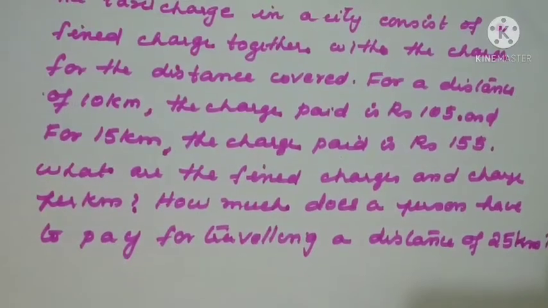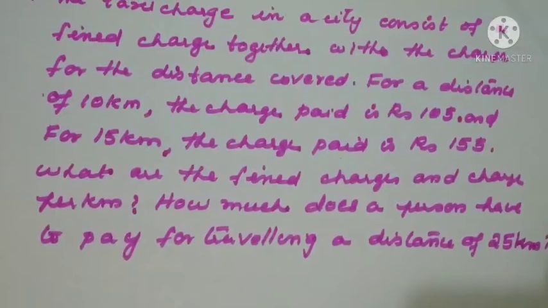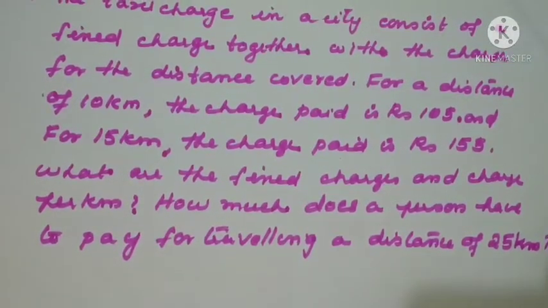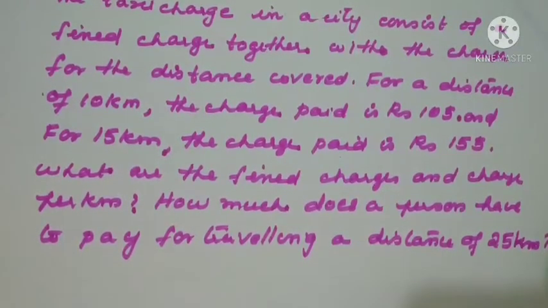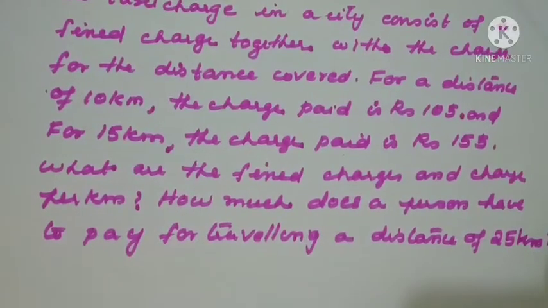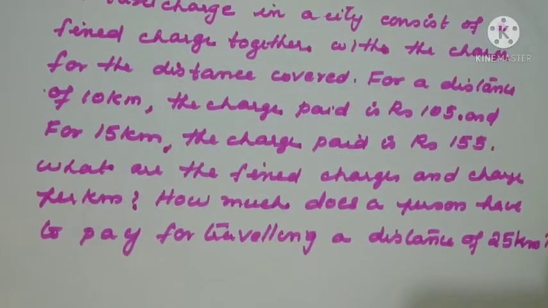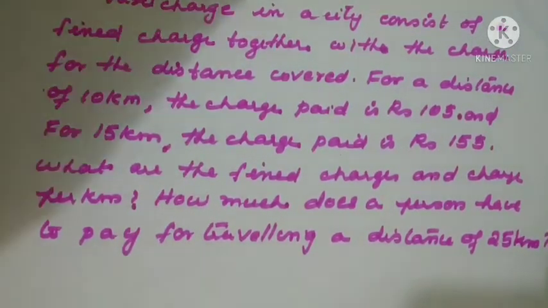The taxi charge in a city consists of a fixed charge together with the charge for the distance covered. For a distance of 10 km, the charge paid is 105, and for 15 km, the charge paid is rupees 155. What are the fixed charge and the charge per kilometer, and also how much does a person have to pay traveling for a distance of 25 kilometers?